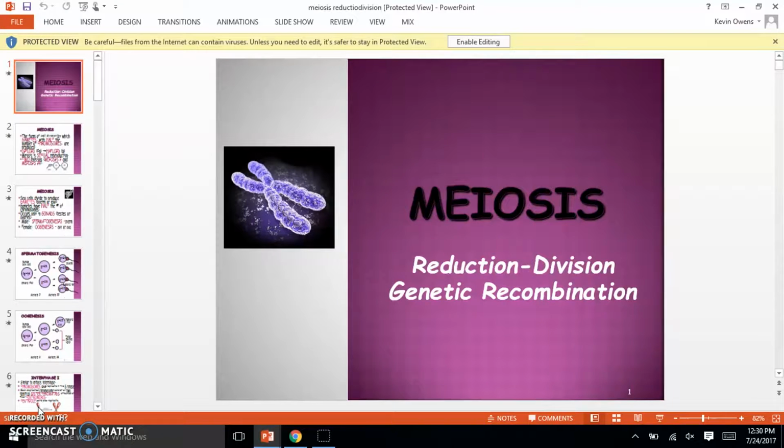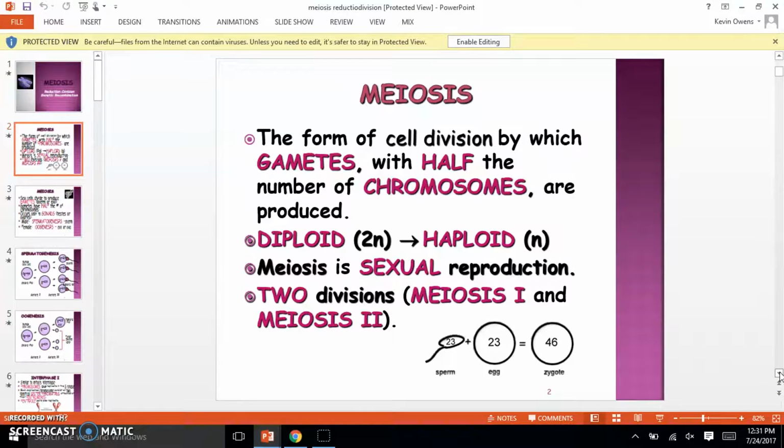Today we're going to talk about meiosis, which is the reduction and division of genetic recombination. We had discussed mitosis the other day, on how a cell divides and gets into two identical cells. Well, this is going to be two genetically different cells. Meiosis is described as the form of cell division by which gametes with half the number of chromosomes are produced, and gametes refer to your sex cells.